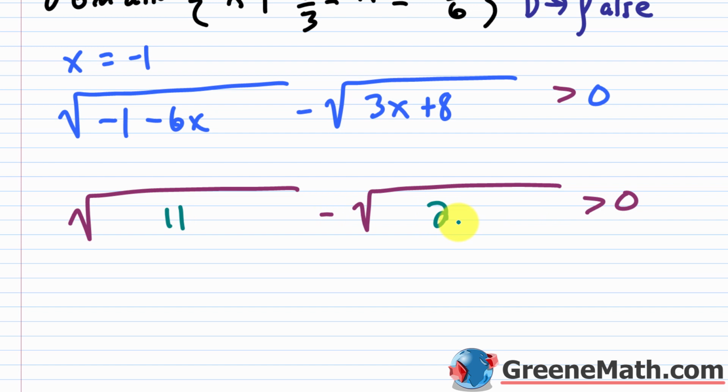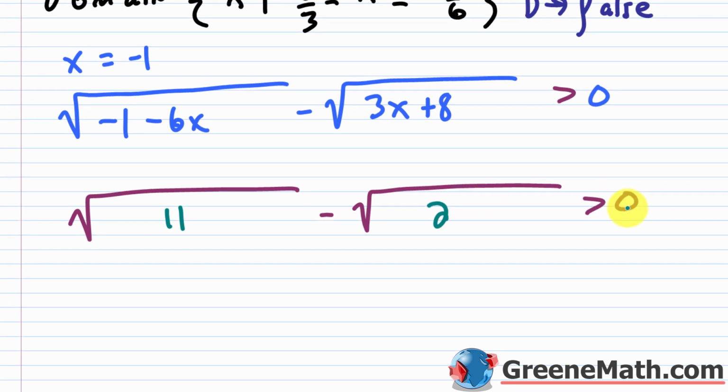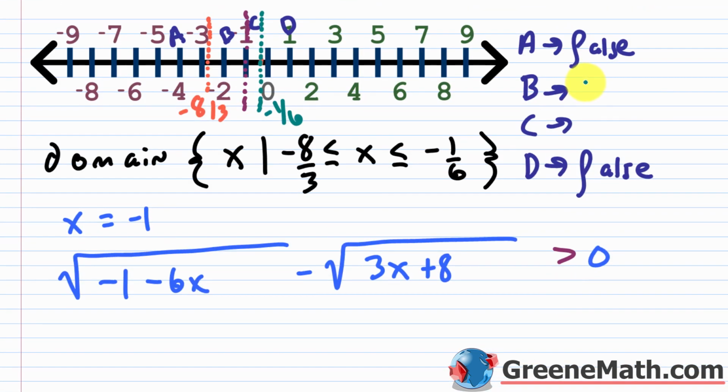Without using a calculator, I think you can see that this is going to be greater than 0, right? The square root of 11 is larger than the square root of 2. And so if you subtract the square root of 2 from the square root of 11, you will get a positive value, right? So this is obviously greater than 0. So coming back up here, I'm just going to mark that this is true. Right? So anything in region B is going to work.